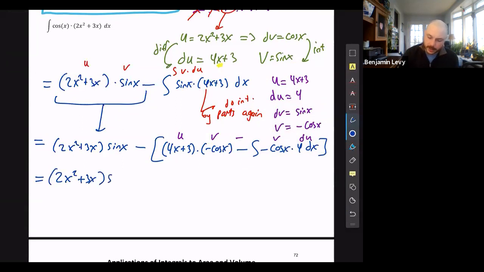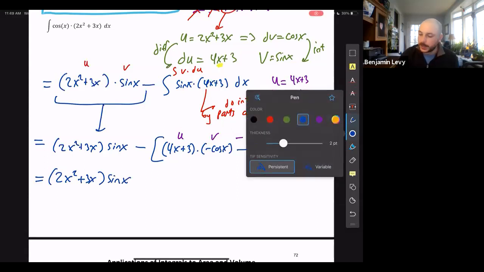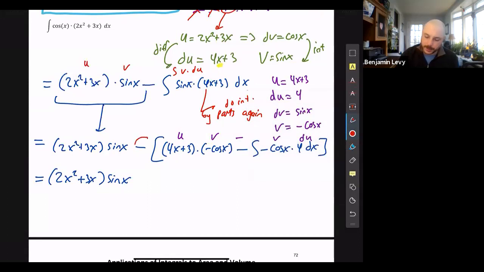Writing the next line now. Okay, this is where it gets a little confusing. I'm going to distribute this negative sign. So it's going to make this thing positive, and then it's going to make this thing negative. So it's going to look like this. Let me know if this looks okay.